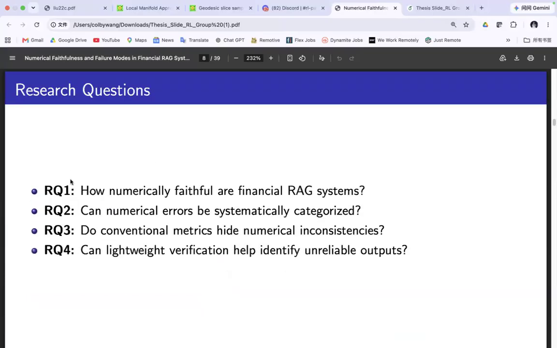The research questions we want to answer are as follows. The first one is how numerically faithful are financial RAG systems? The second question is can we categorize different numerical errors? The third question, do conventional metrics hide numerical inconsistency? And finally, can we add some sort of lightweight verification to identify unreliable outputs?